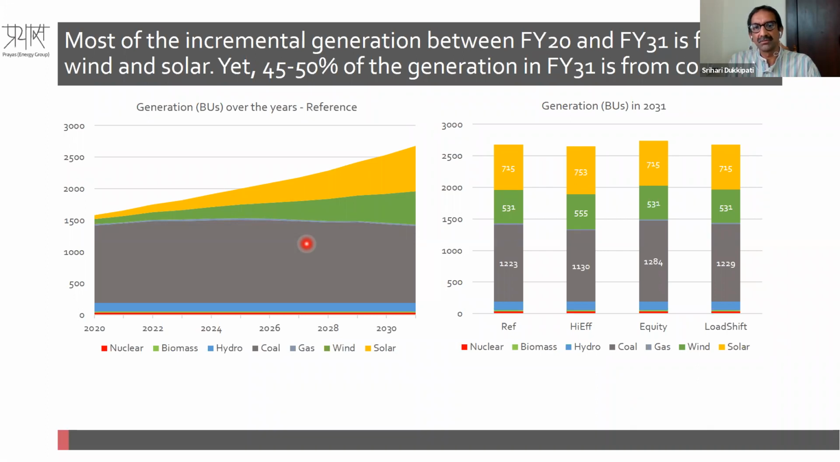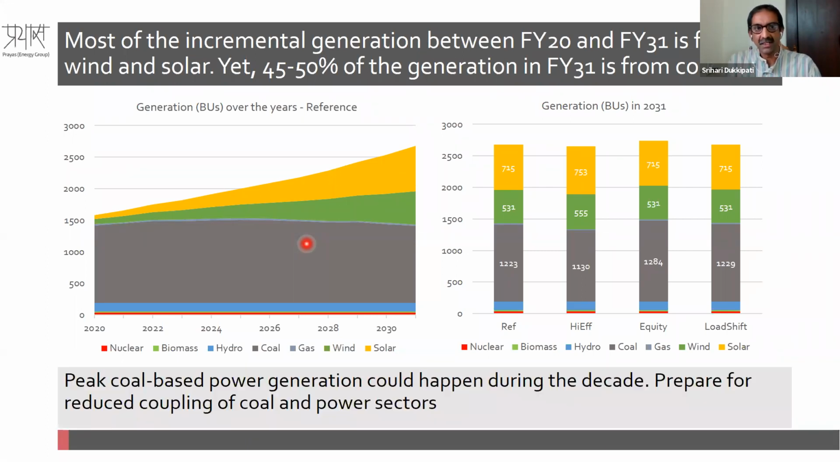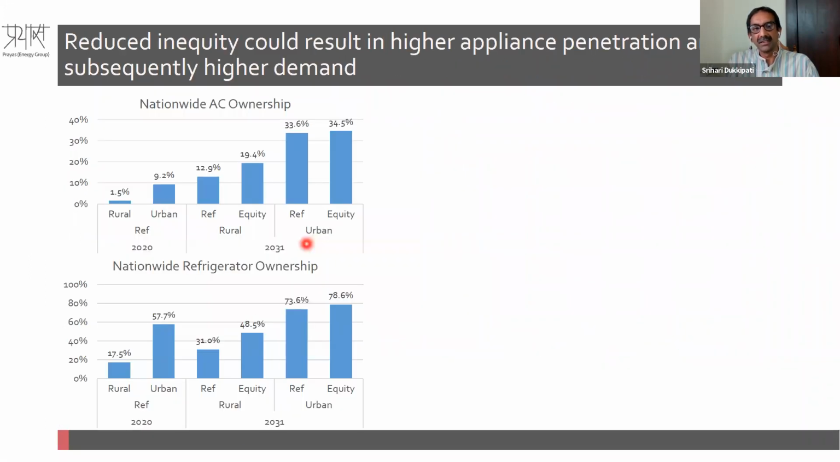We don't see a whole lot of significant difference across scenarios in terms of the capacity addition as well as the generation from those capacities. One thing to perhaps take away from this for policymakers is reduced coupling of coal and power sectors that will perhaps begin in the coming decade, and perhaps even intensify beyond in the next decade.